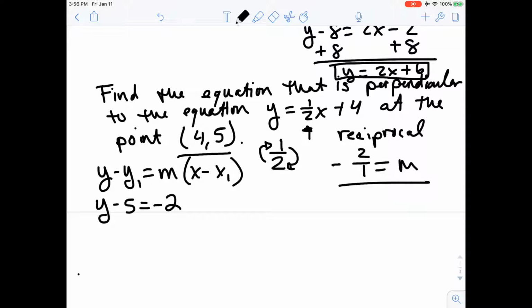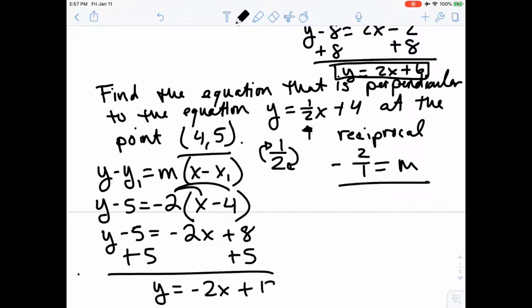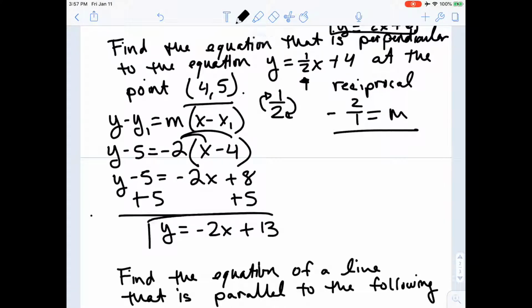I dropped the 1. You can do that because it's over 1. If it was over another number, you'd have to include the fraction. So negative 2 times x minus 4. Distribute the negative 2. So you have y minus 5 equals negative 2x plus 8. And then if you add 5, you would get y equals negative 2x plus 13, and that would be your answer, okay?